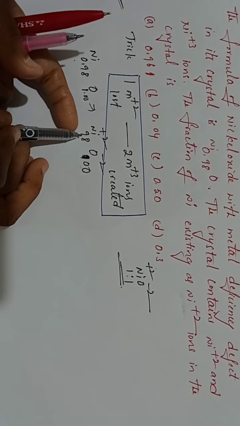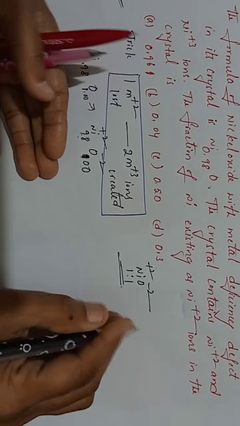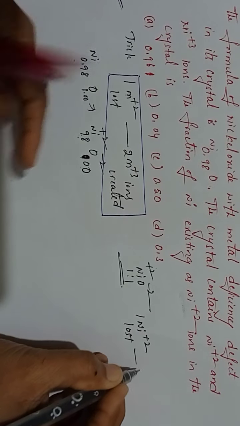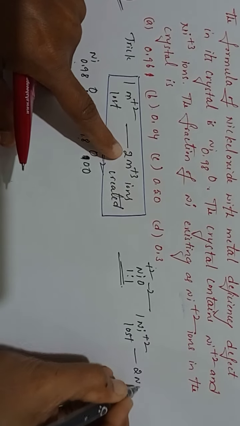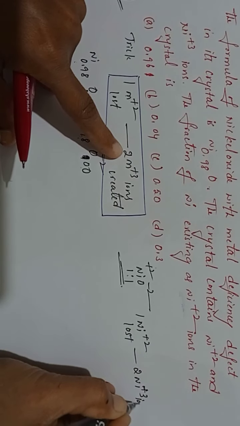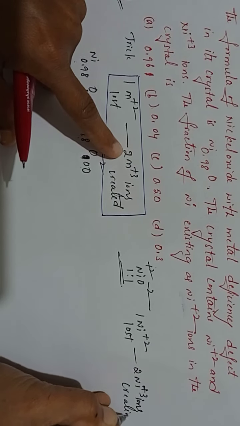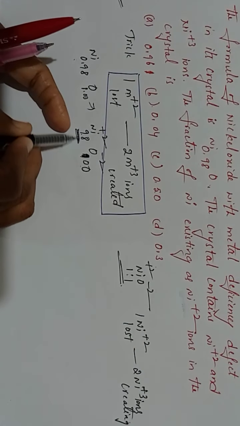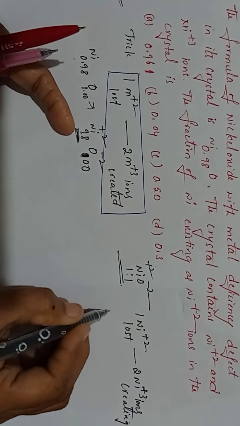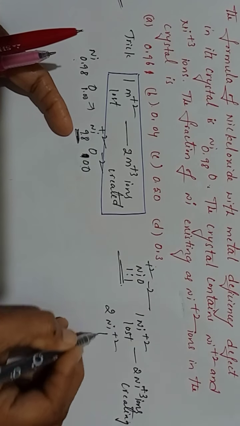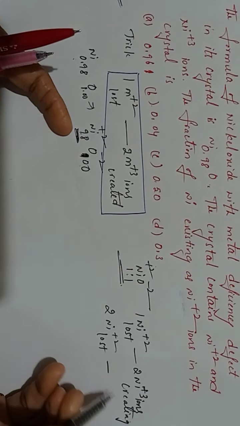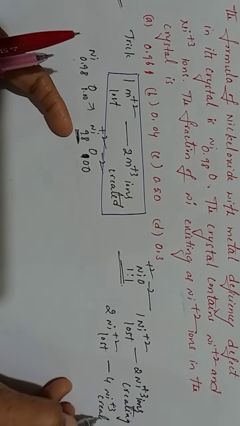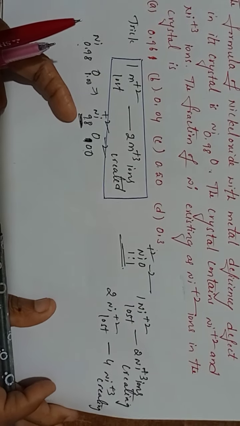2 Ni+2 ions lost. That means 1 Ni+2 lost means it is creating how many Ni+3, students? 2 Ni+3 ions creating. Are you following? But here in the question, how many lost, students? Here 2 lost. That means 2 Ni+2 ions lost means how many Ni+3 ions creating? 2 twos are 4. 4 Ni+3 creating. Clear this one?